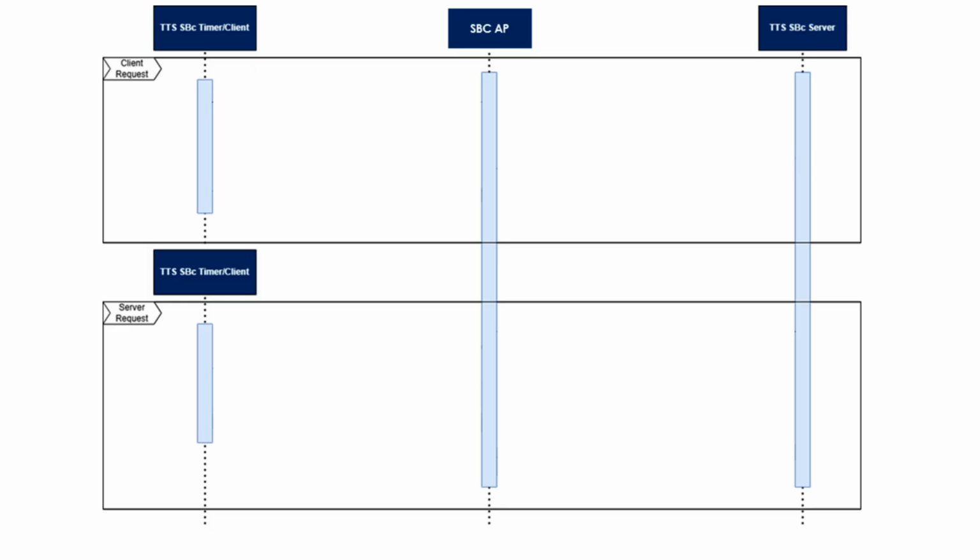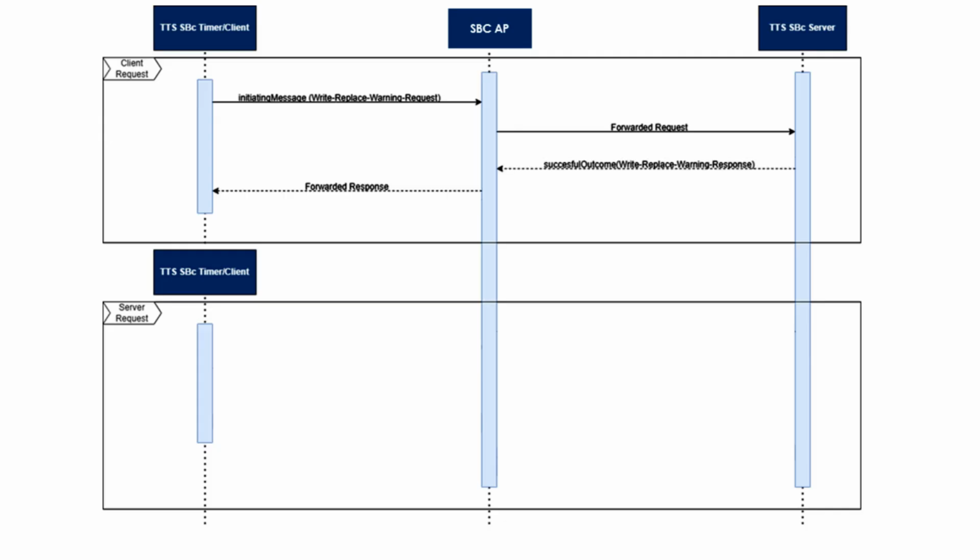The first scenario involves the client making a request, with the server responding. The second scenario is reversed. As shown in the updated diagram, the client sends the message using the SBc AP protocol. After verification, the message is forwarded to the server. The purpose of the write-replace warning procedure is to overwrite the broadcast of the warning message. The server returns a write-replace warning response message using the SBc AP protocol. The client finally receives the response from the server.